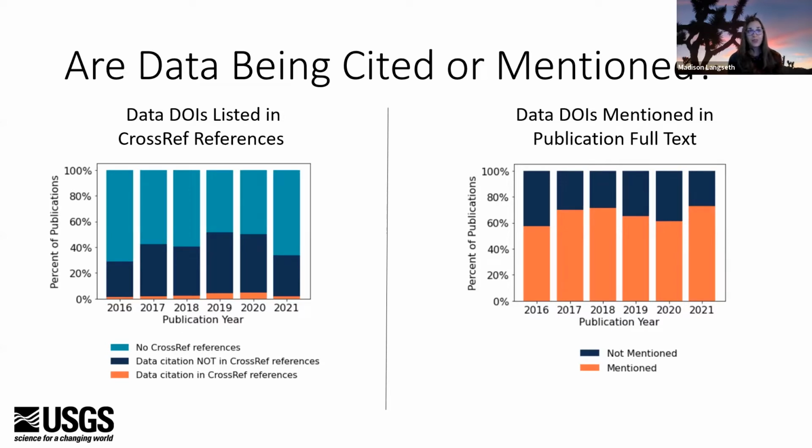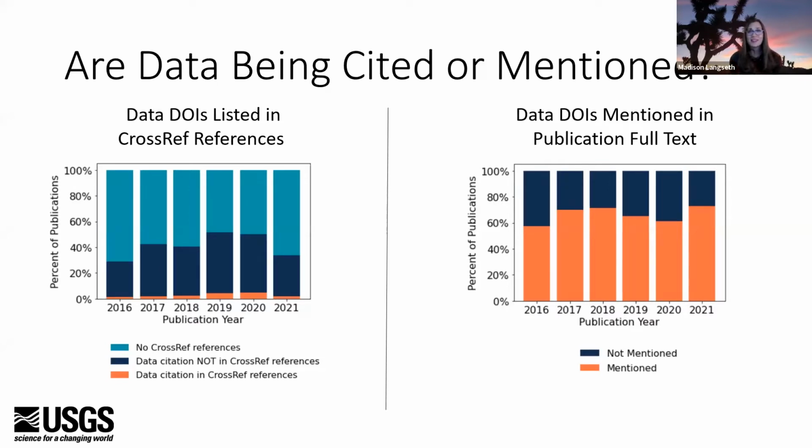So on the left, we can see that about half of the publications had detailed references listed in their Crossref DOIs. Of those, a very small percentage of articles per year had the data DOI listed in the references available in Crossref. In contrast, on the right, we looked to see if the data DOIs were at least mentioned in the full text of these publications. And we found that around 60 to 70% of publications per year mentioned the data DOI in the full text. However, there is still a substantial percentage of publications that are not mentioning or referencing the data that were used.